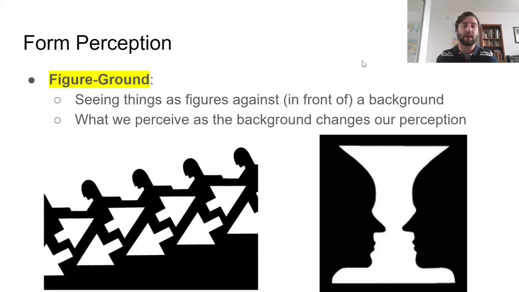So one way that we organize information, or one way that we interpret the information from our eyes, is through what is called figure ground. All right. Now again, all of this are ways that we are perceiving the world. So figure ground is basically this idea that when we get this information, we perceive some things as figures that are against or in front of a background, thus figure ground. So there's the figure in the front, and then there's the ground, the background behind it.